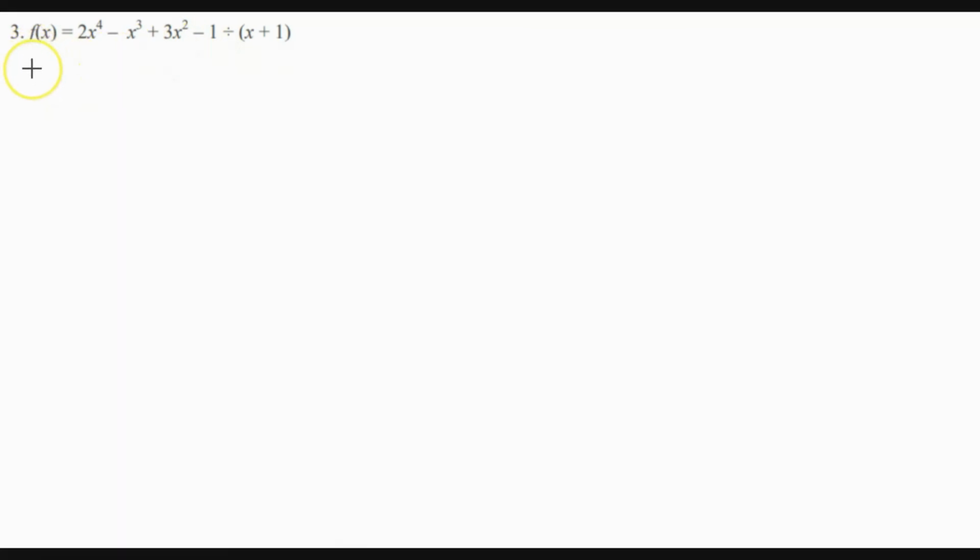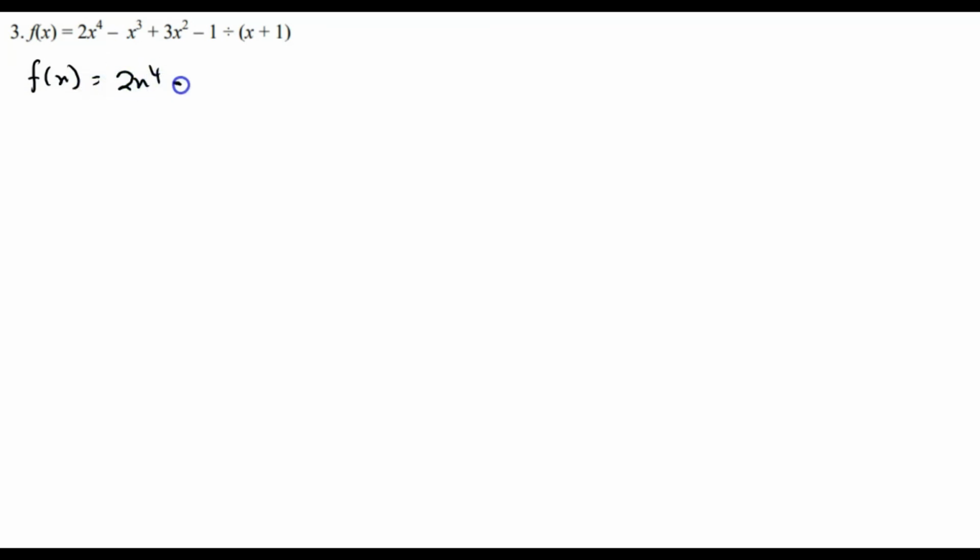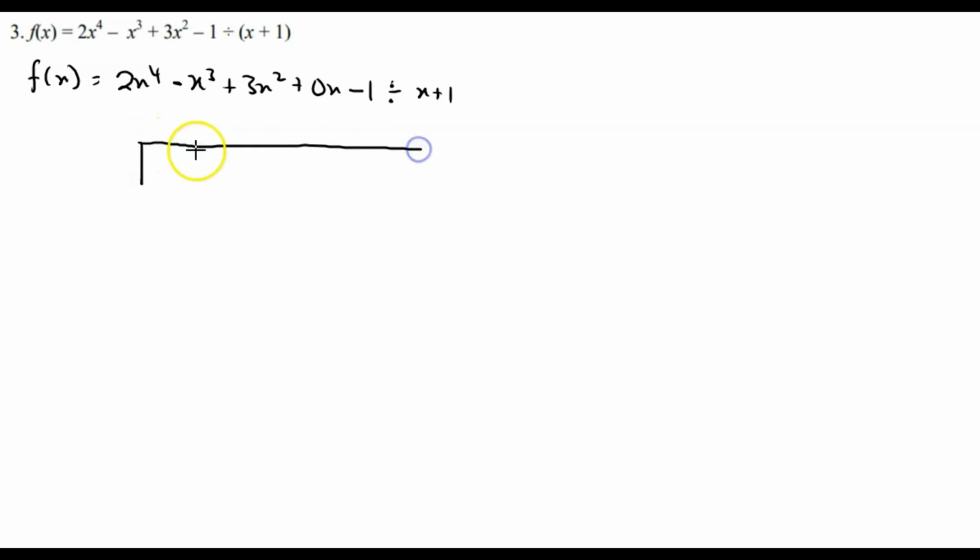So we have to rewrite it as f of x equal to 2x^4 minus x cubed plus 3x squared plus 0x minus 1. And our divisor is still going to be x plus 1 because it's already in the standard form. So using the long division approach, we'll have 2x^4 minus x cubed plus 3x squared plus 0x minus 1, then we have our divisor as x plus 1.